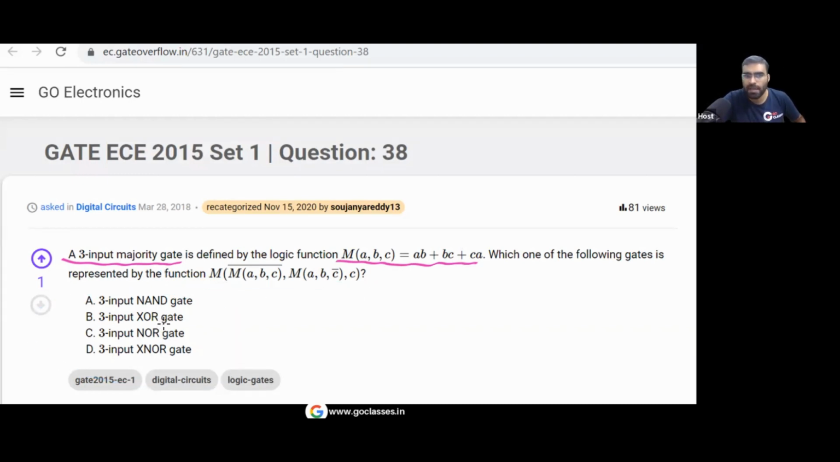Before we solve this question, I want to ask you something very interesting: are these the same? Option B, option D, are they the same? Look at option B and option D. A 3-input XOR gate and a 3-input XNOR gate, are they the same? Please tell me. They are not the same. They are complements of each other.